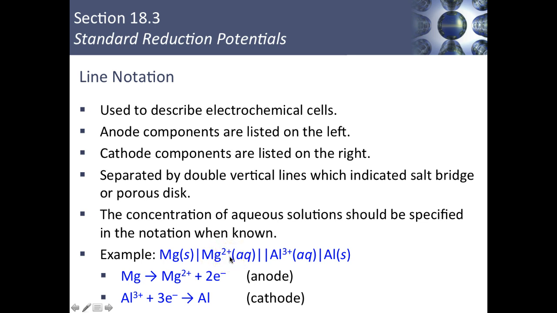You should also include the concentration if you have the information. So if this was a 1 molar solution, then you want to make sure that you include Mg2+, 1 molar. Then we're going to do a double line, which represents our salt bridge or porous disk. Then on the other side, the cathode. In this case, it's aluminum. So again, aluminum ions. And if we know the concentration of the solution, 1 molar, 0.1 molar, whatever the case, we're going to include that in that space, then a single line, and then aluminum solid being our other electrode.